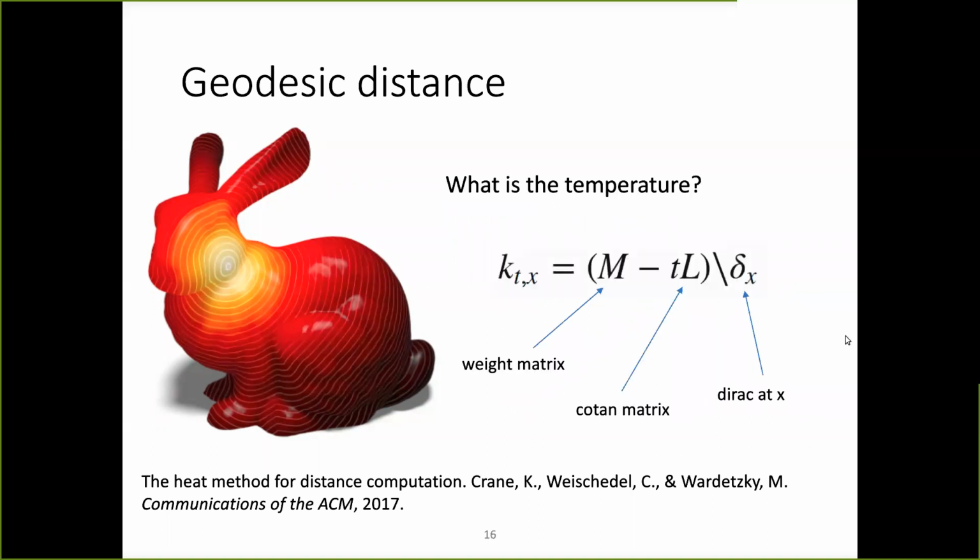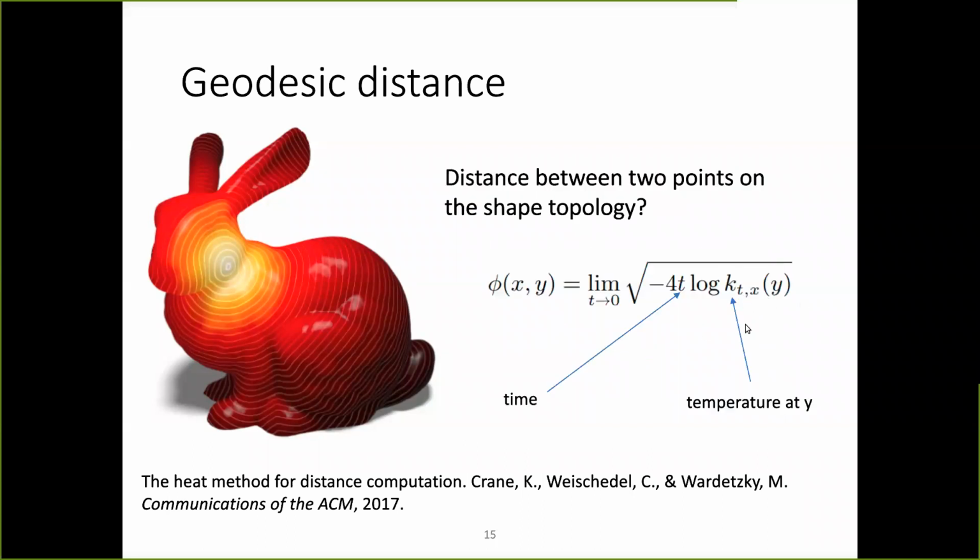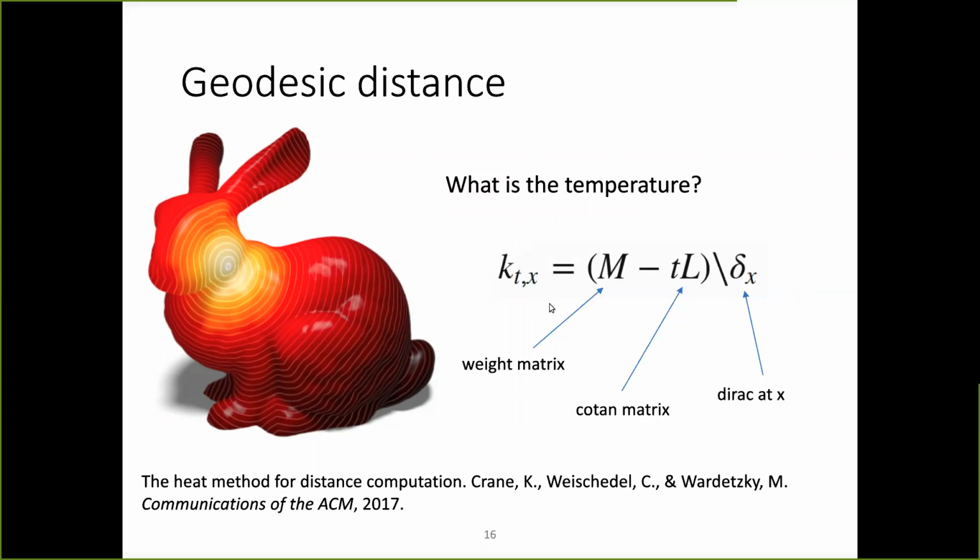And then the problem is, how do you get the temperature over the surface? And the nice part about it is that you get the same equation as what I gave before. So you have the weight matrix and you have your time here, then here you have your potential matrix, and you just put a Dirac of value at the vertex where you have your source of temperature. And just by solving this with pseudo inverse, for example in MATLAB, that would give you a value of the temperature over the surface. And so then you can have access to the geodesic.